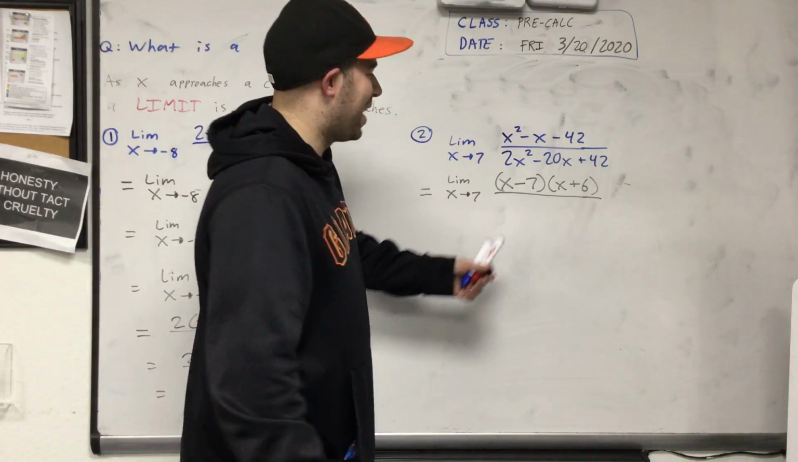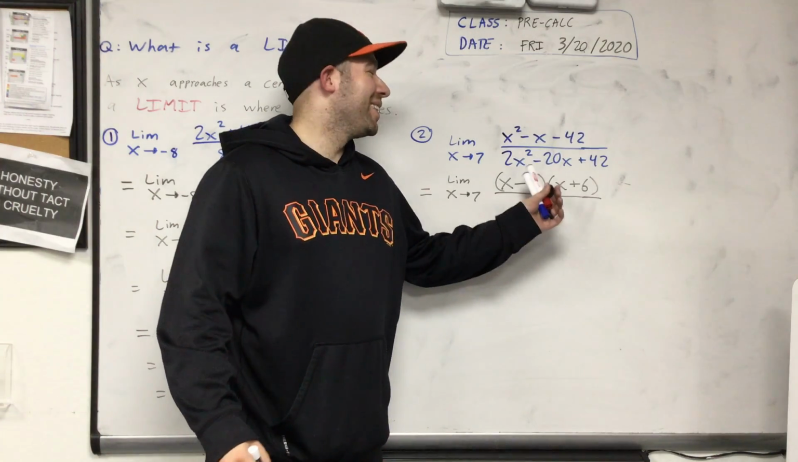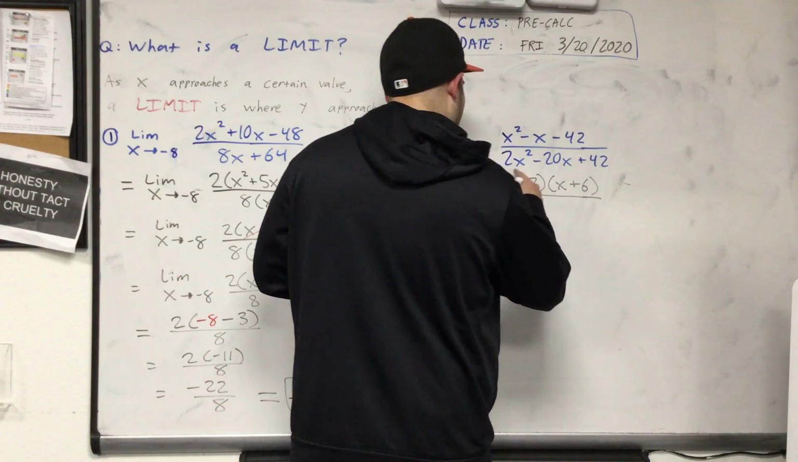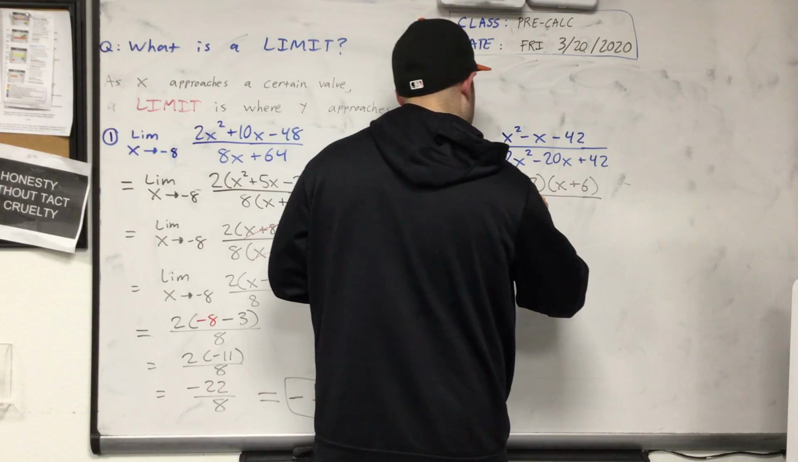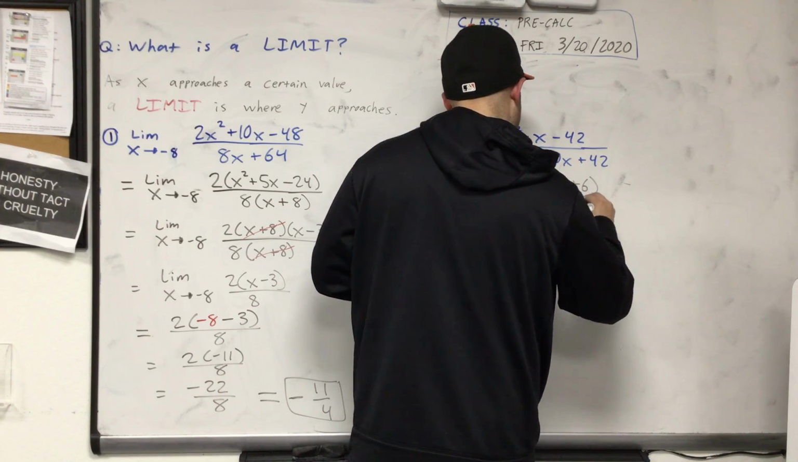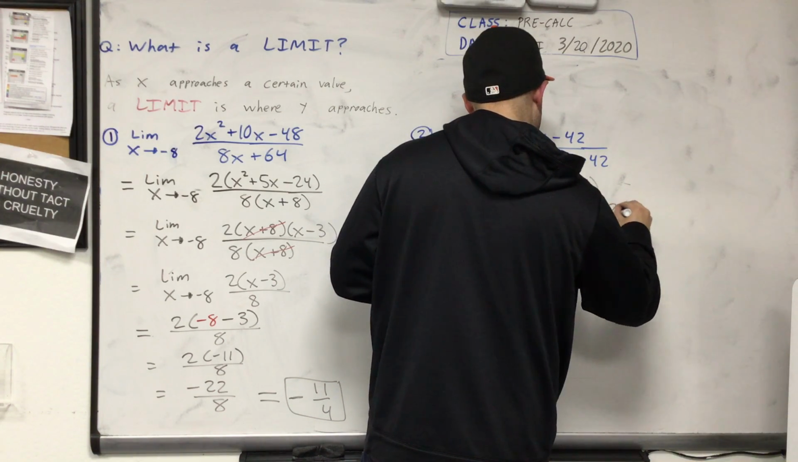If I plug in x equals 7, that's going to get me a 0 on top. Let's find out if we get a 0 on the bottom. All right, let me factor out the GCF, which is 2, getting me x squared minus 10x plus 21.